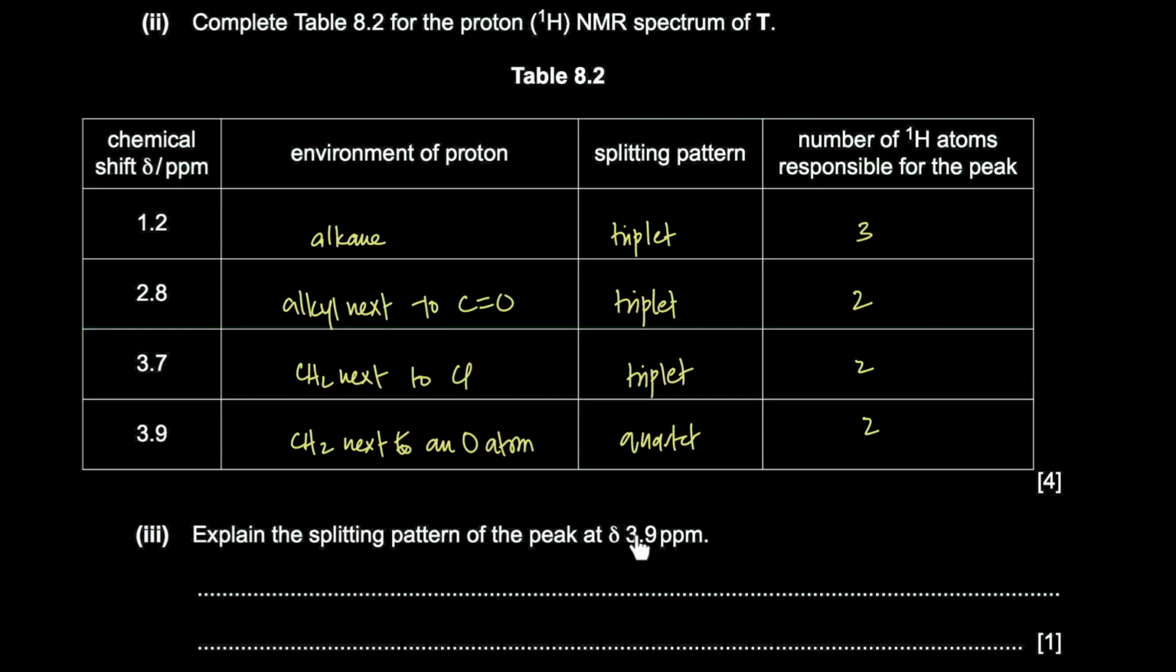And you have to explain the splitting pattern at 3.9. At 3.9 we had a quartet. The reason why is because the neighboring carbon had 3 hydrogen atoms, or you can say 3 protons on the neighboring carbon atom.